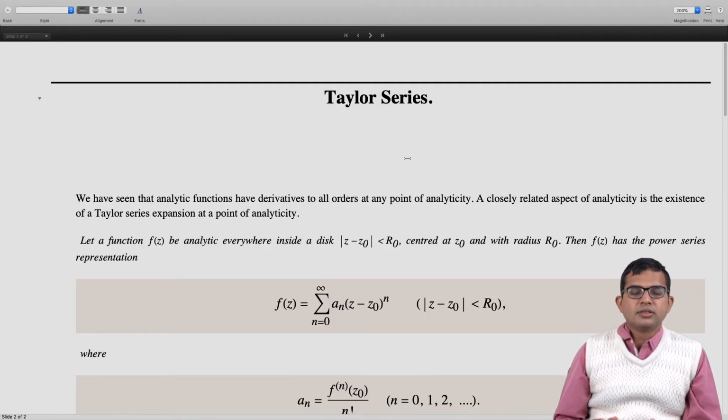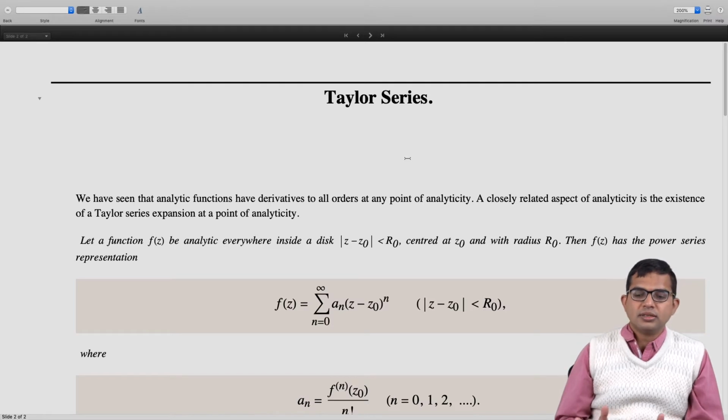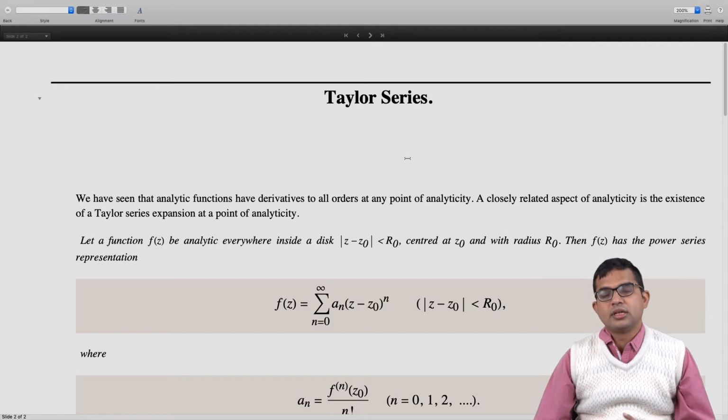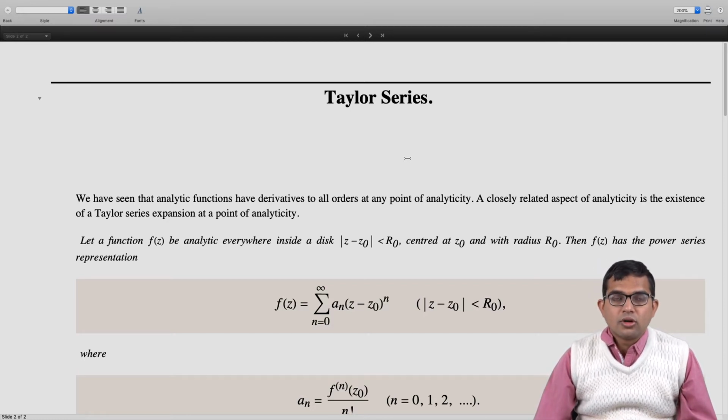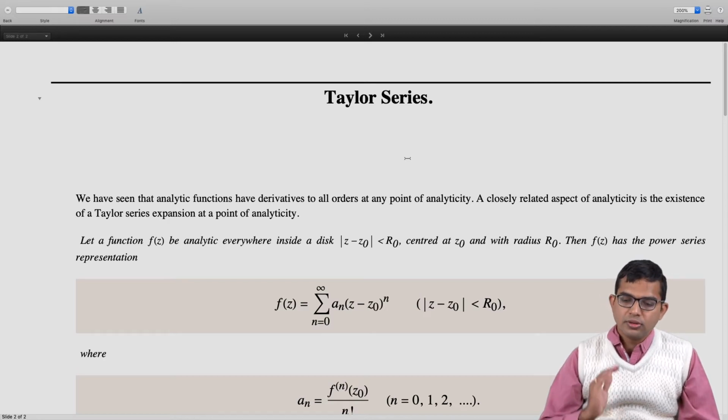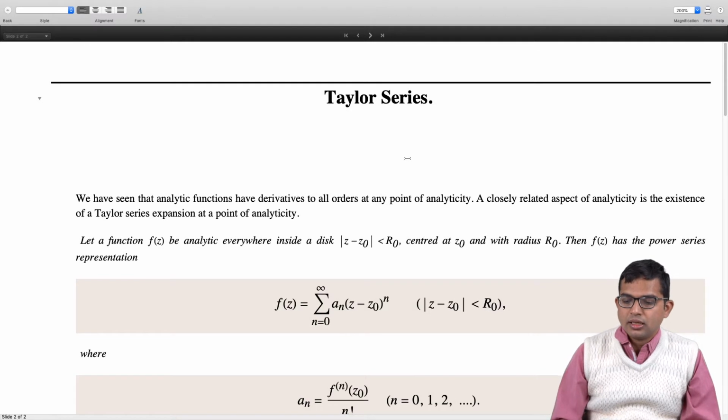So if a function is analytic inside some disk, |z − z0| < r0, which is centered about this point z0 and with radius r0, then f(z) is guaranteed to have a convergent power series representation: f(z) is equal to the summation over n going from 0 to infinity of a_n (z − z0)^n, which is going to be guaranteed to converge inside this disk, right? So the function is analytic everywhere inside the disk.